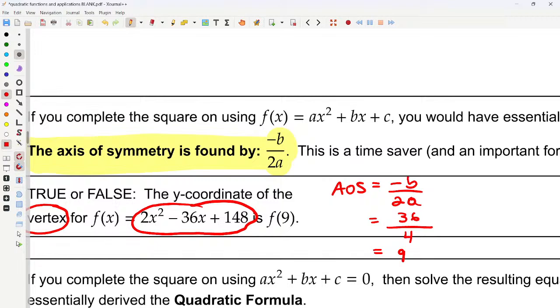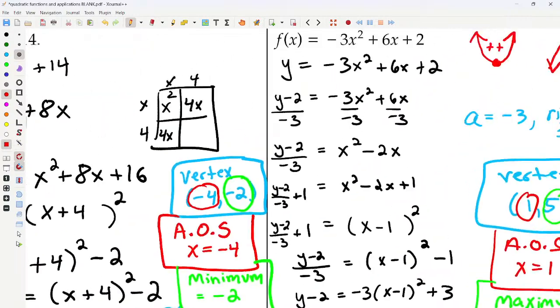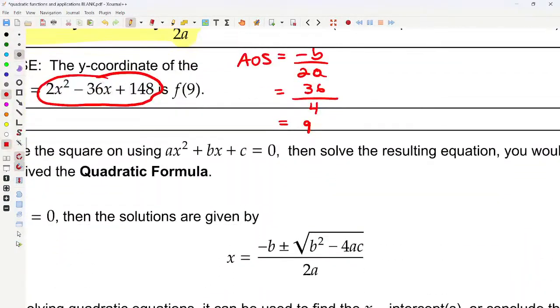Is this the y coordinate? No. The axis of symmetry goes through the x of the vertex. Right? Here's the vertex, here's the axis of symmetry. It's not the y coordinate. So how do I get the y coordinate?